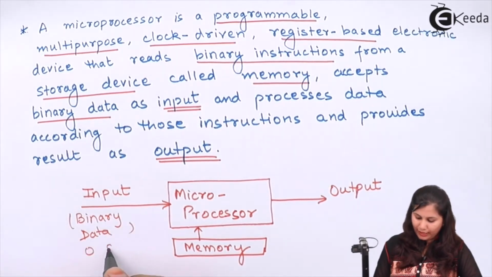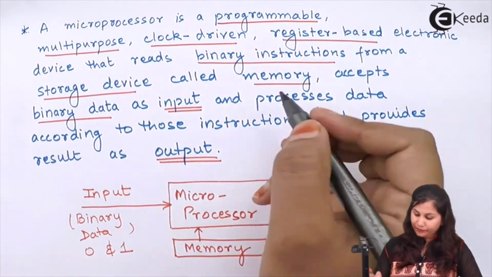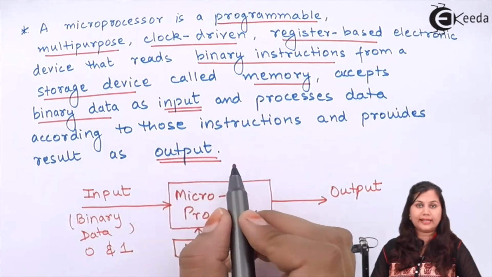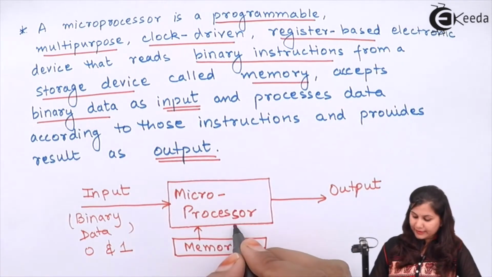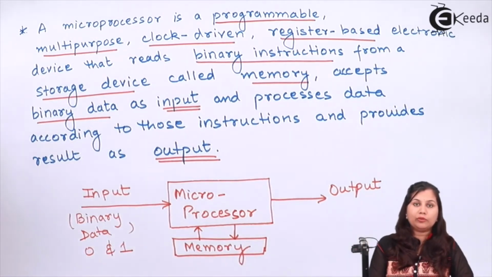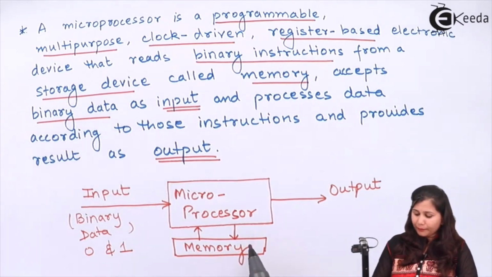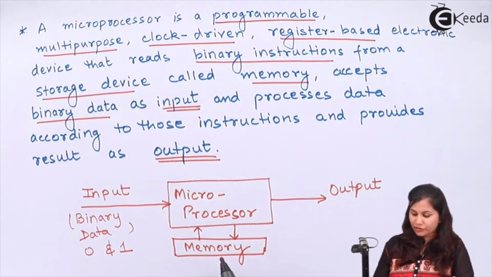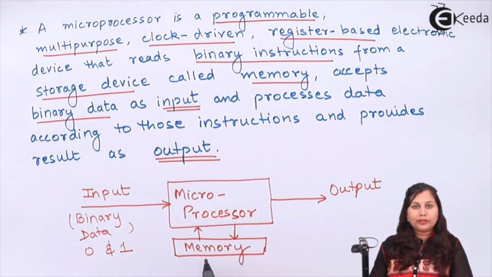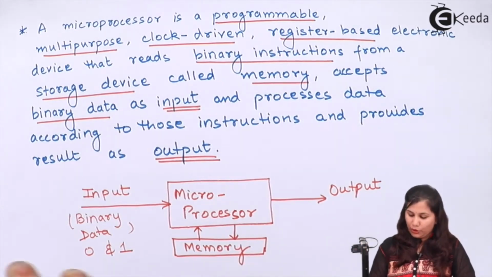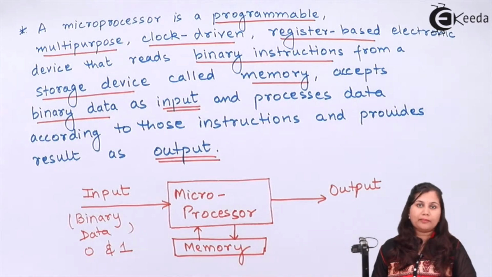It means 0 and 1, the binary numbers, and process the data according to those instructions and provide the result as output. Now this microprocessor will display the output maybe on output devices like a monitor or printers, and maybe it will store the output or the intermediate result, so that result can be used in further programs or further applications. So it can store the output in the memory also, and it can display it on the output devices also. So it is the block diagram of a microprocessor.